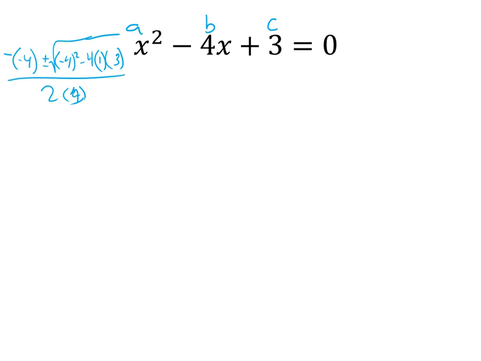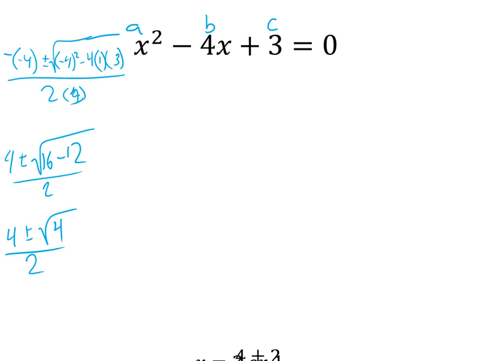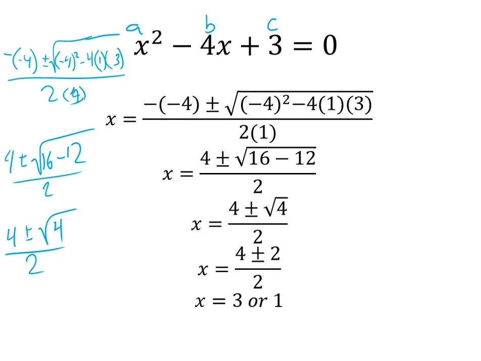Then you simplify, getting 4 plus or minus the square root of 16 minus 12, all over 2. That's 4 plus or minus the square root of 4, all over 2. And then from there you'll be able to simplify the rest of the way. Again, you just plug in those numbers and then simplify it down. As you see, we get two answers here: 4 plus 2 all over 2, and 4 minus 2 all over 2.